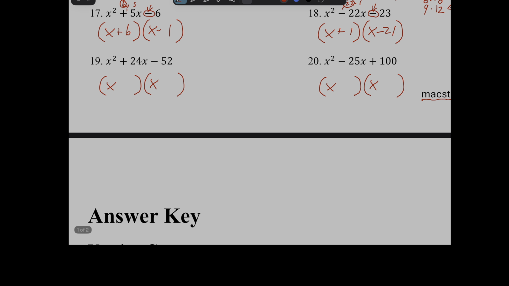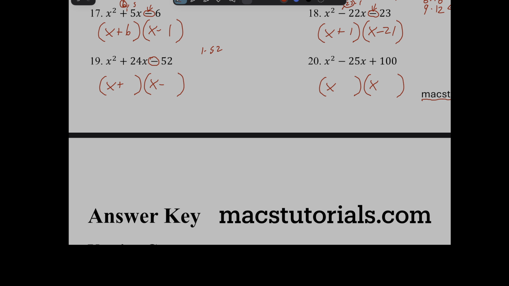All right, 2 more. Way to hang in there, guys. Third term is negative. Signs are different. Factors of the third will subtract to the middle, so it has to be bigger than 24. So I have 1 and 52. I could do 2 and 26. Hey, they subtract to 24. 26 and 2. The bigger one gets the sign of the middle. So 26 goes with the plus, and the 2 goes with the minus.